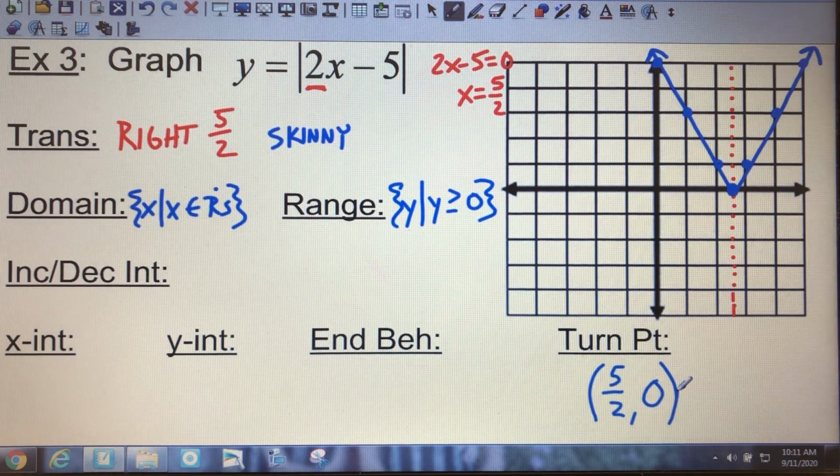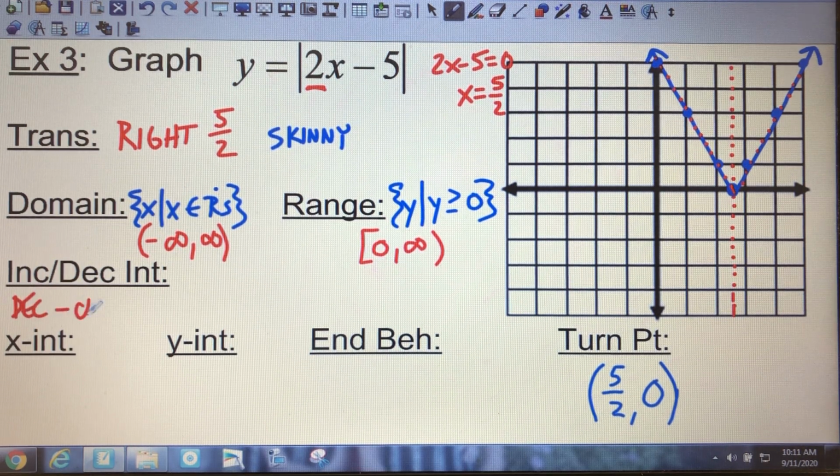Now the other way to represent that again is negative infinity to infinity. And from bottom to top, it'll be from 0 to positive infinity for the range. All right, if we take a walk on our graph from left to right, see how we're going downhill? So we're decreasing, we hit that turning point, then we're increasing. So from left to right, we're decreasing from negative infinity to 5 halves, okay?